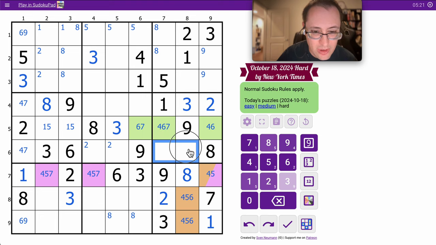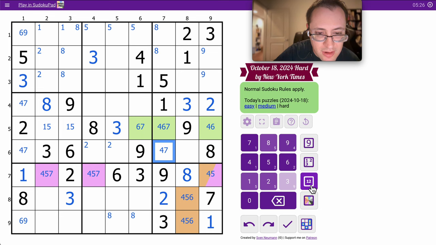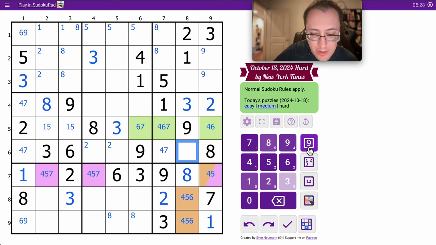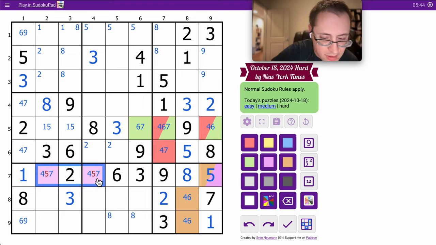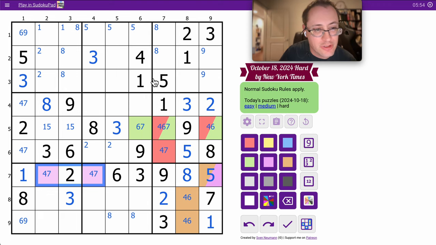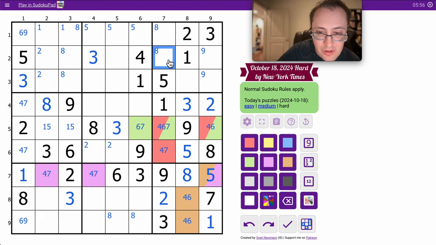2, 3, 8, 9 leaves this also as a 4, 5, 6, 7. Well, this can't be 5. It's 4, 6, 7, which means that one must be. This is a 5 because these are not. Now I've got a 4, 7 in column 1 and row 7. Interesting. Column 7, 1, 2, 3, 5, 9 are placed. I need 4, 6, 7, 8. This can't be 4.